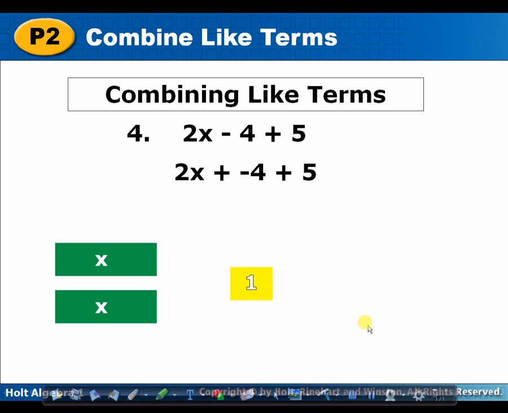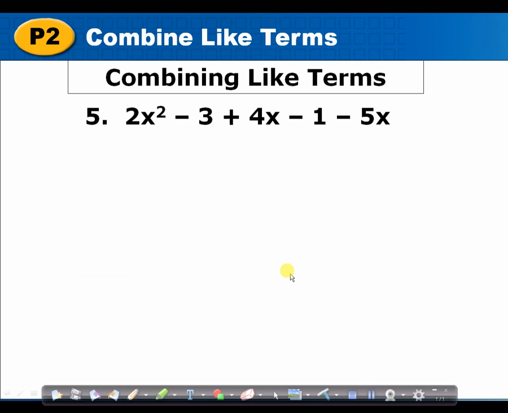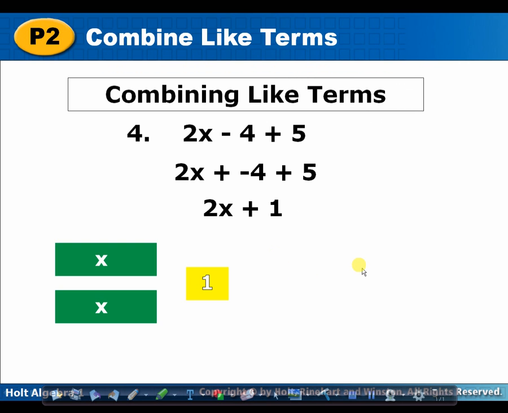Put them together and write them numerically, 2x plus 1. And that's how you combine like terms. We're going to stop with that problem for this test video.